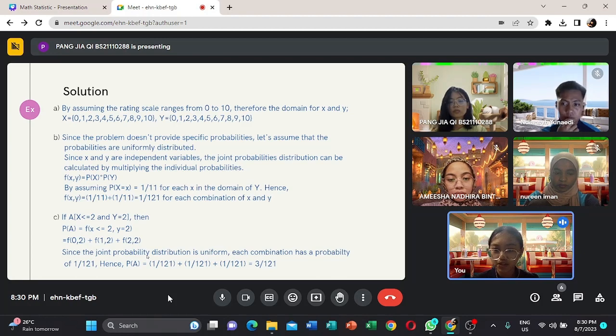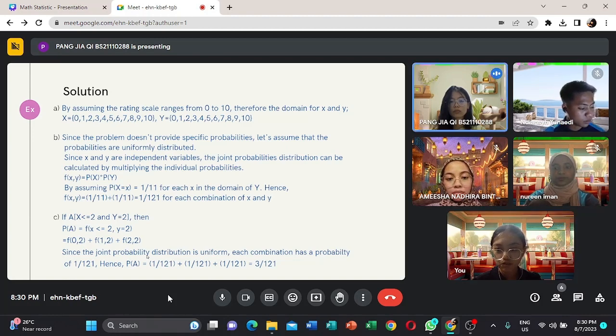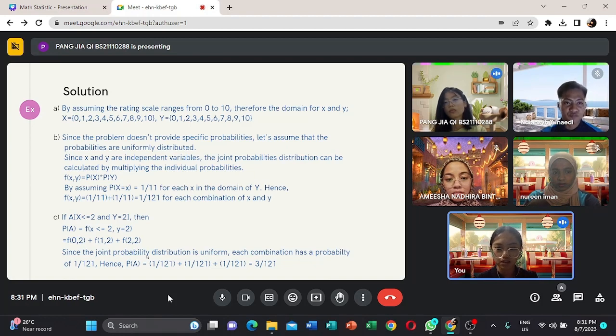B. Since the problem doesn't provide specific probabilities, let's assume that the probabilities are uniformly distributed. Since X and Y are independent variables, the joint probability distribution can be calculated by multiplying the individual probabilities, which is the probability of X and Y. So by assuming P(x) equals 1 over 11 for each x in the domain of Y, hence the joint probability distribution is equal to 1 over 121 for each combination of X and Y.